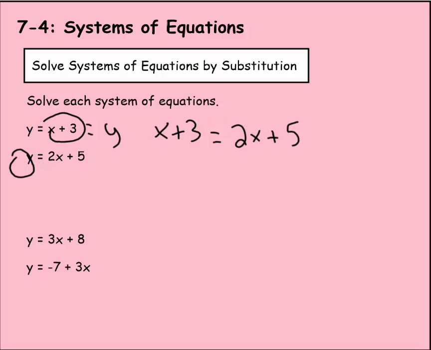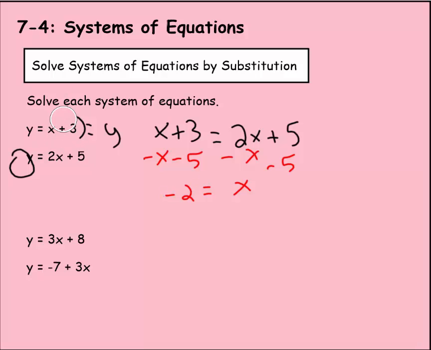So if I'm going to solve for x, then I could subtract x from both sides. This will give me 0. This will give me just x. I could subtract 5 from both sides. 3 minus 5 is going to be negative 2. So now I've determined that x equals negative 2.